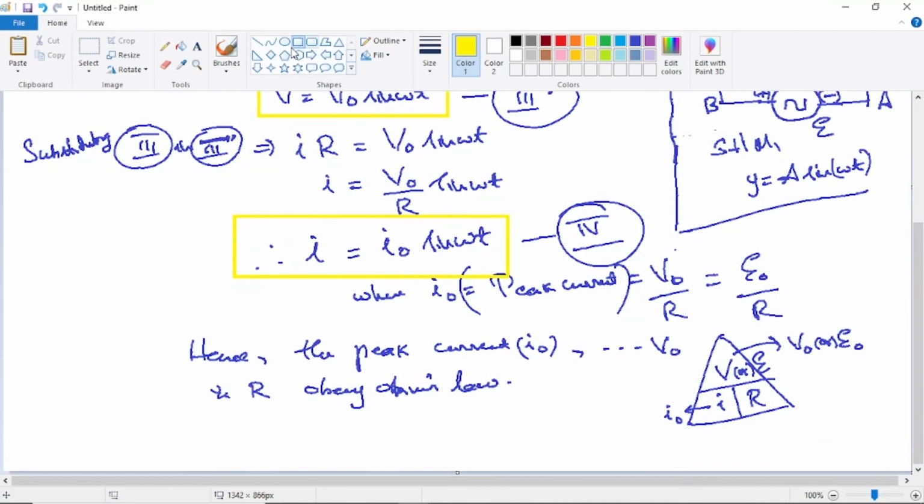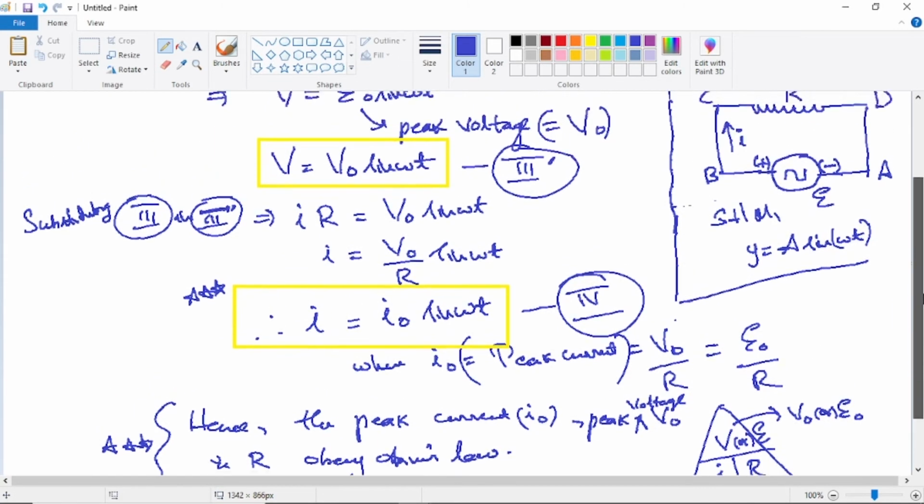Now here a little matter will be there. Just listen once to this matter, what is to be written. Hence the peak current I naught. Next, peak voltage. There's no place here, so I'll just put peak voltage V naught and R obey Ohm's law. What does Ohm's law mean? Here we can just see. This is a very important fact. All the equations are very important here, all the results here.